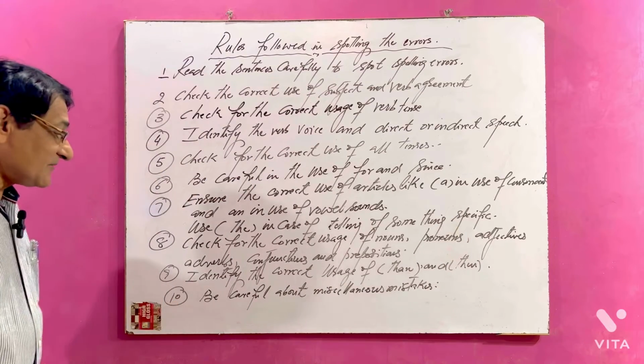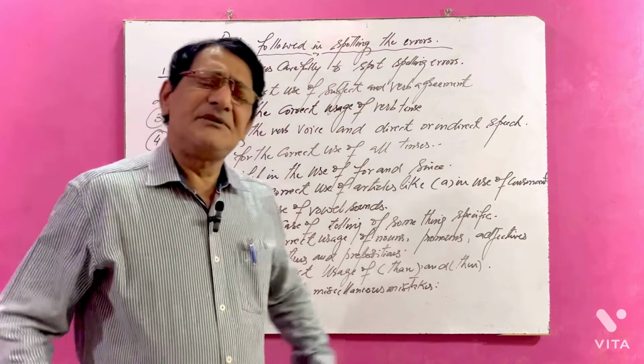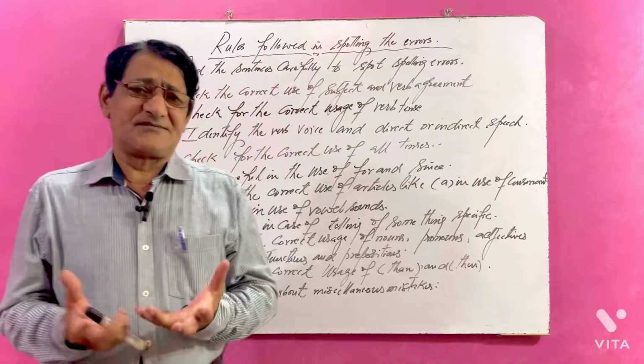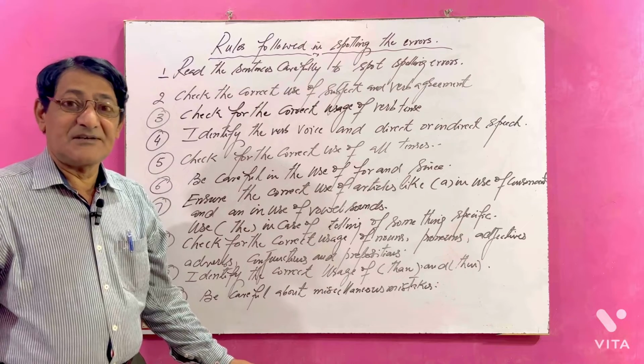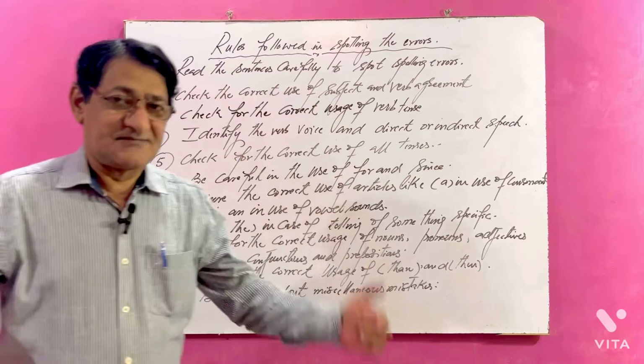Number 10, be careful about miscellaneous mistakes. Means any of the mistakes. This is a mixture of mistakes. It can be from any of these principles and rules, but we can identify them. We call it miscellaneous. Okay.